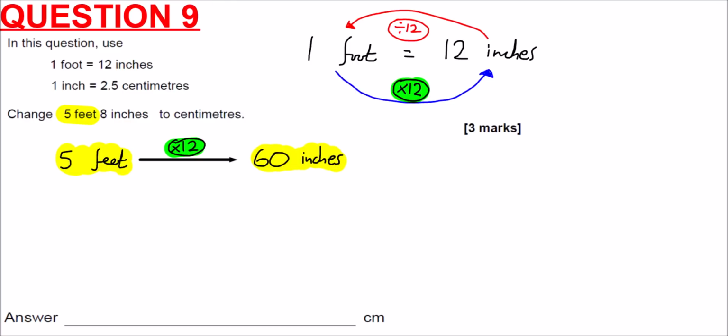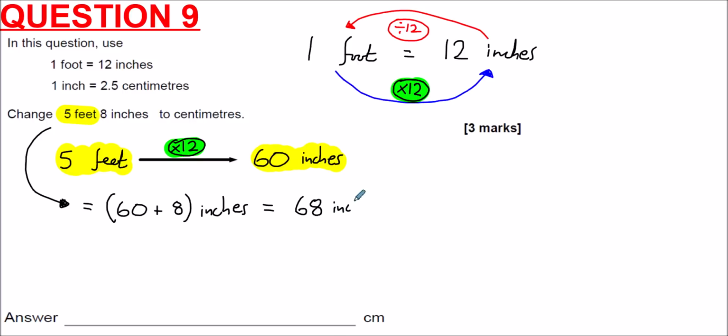So what we know now is 5 feet 8 inches, that's the same as altogether 60 plus 8 inches, because 5 feet is 60 inches. And 60 plus 8 is 68 inches. Luckily, we've been given a conversion factor to change from inches to centimetres as well, which is this one here. So we're told that 1 inch is 2.5 centimetres.